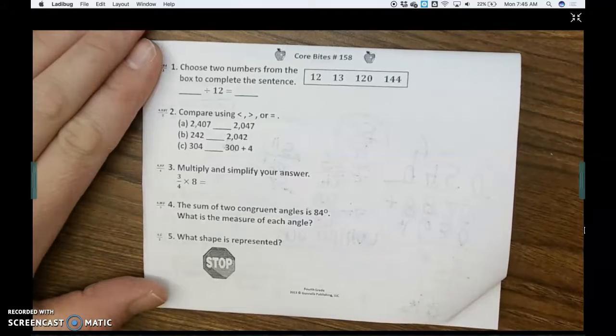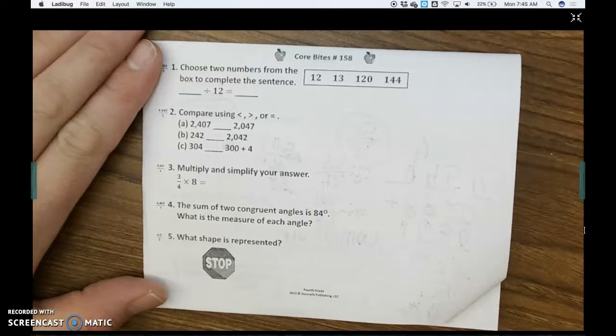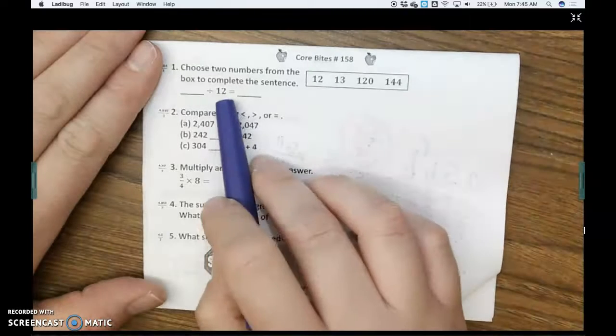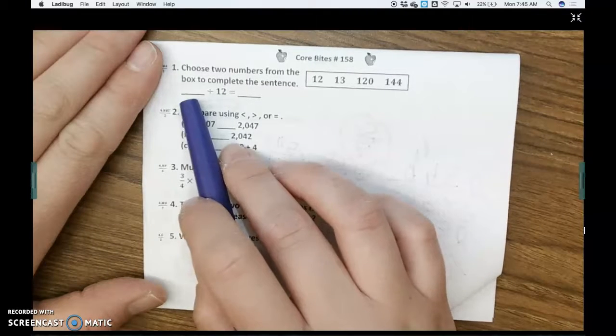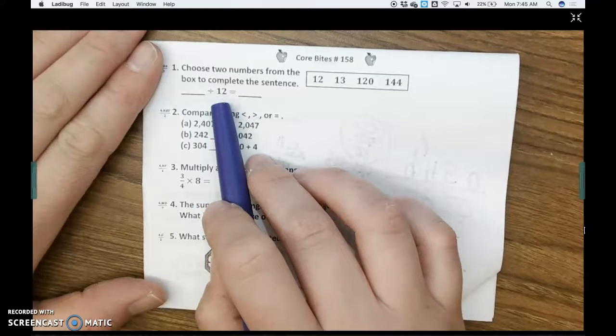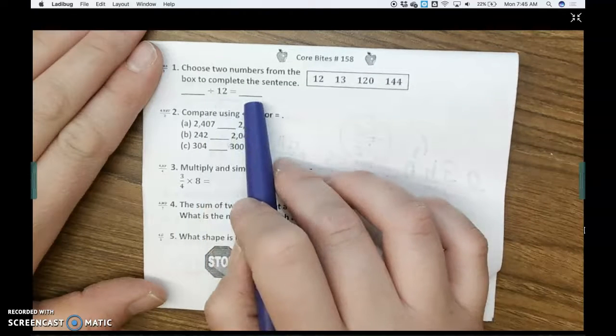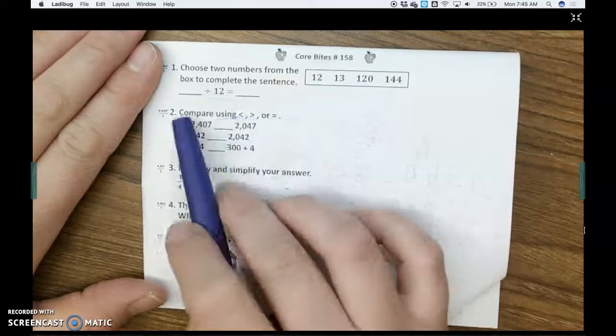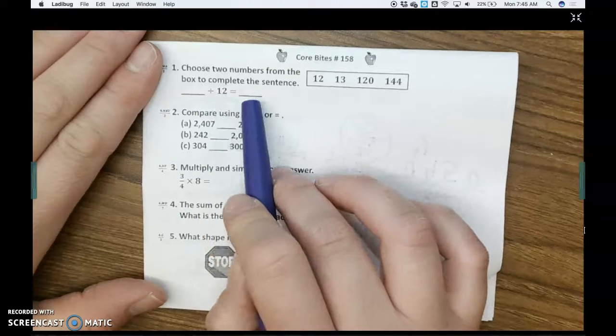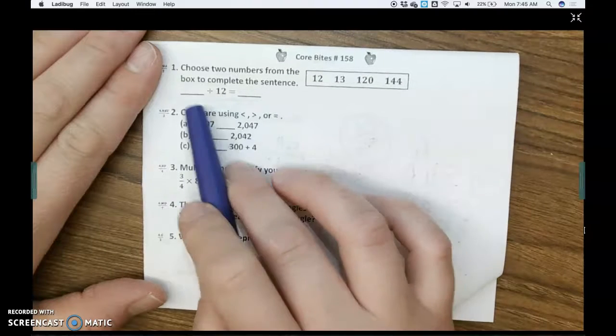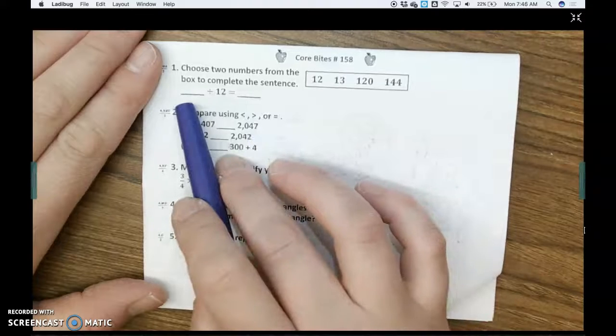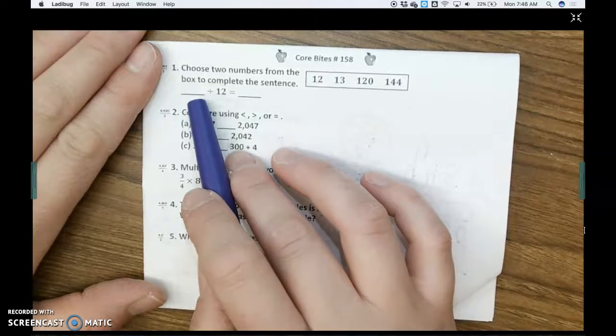For the first one, it says choose two numbers from the box to complete the sentence. So you've got 12, 13, 120, and you've also got 144, okay? They've already given you part of it. You're dividing something by 12 to get something else, and you have to use two of these numbers. So if you divide 12 by 12, you're going to get 1. If you divide something by 12, you're going to have a larger number here.